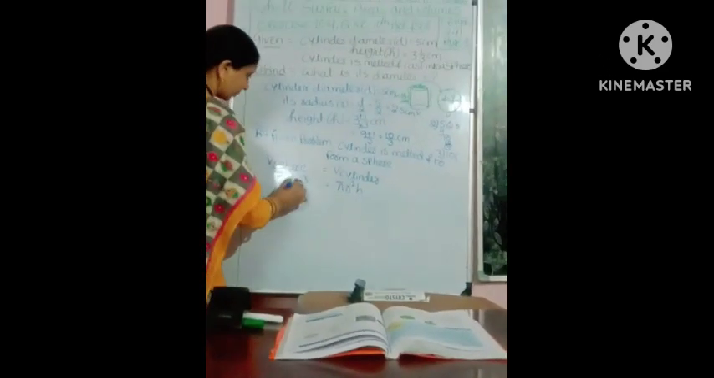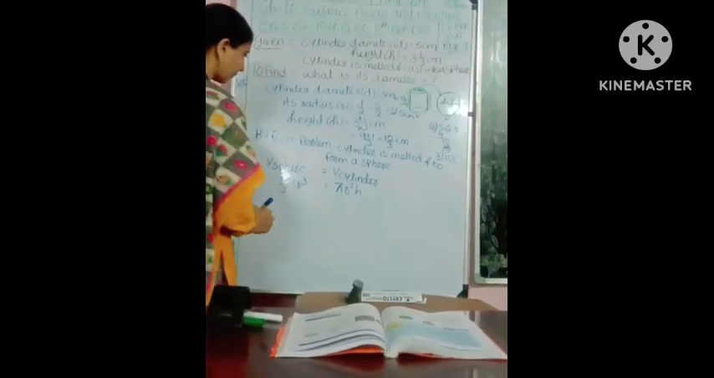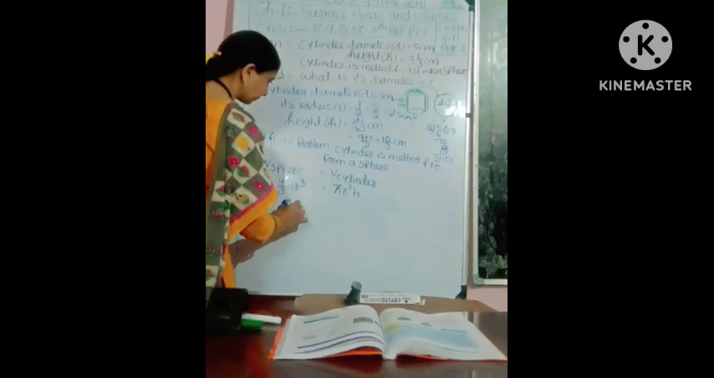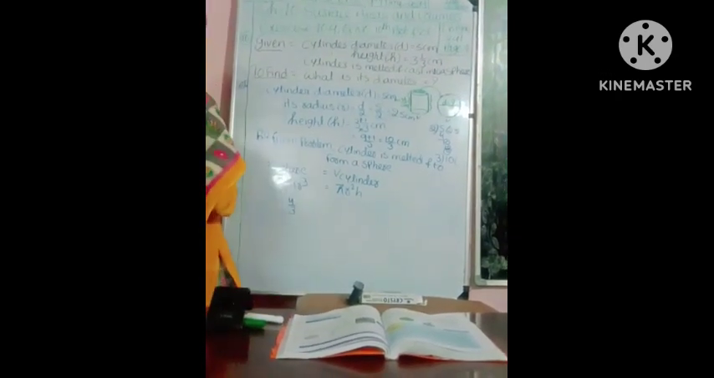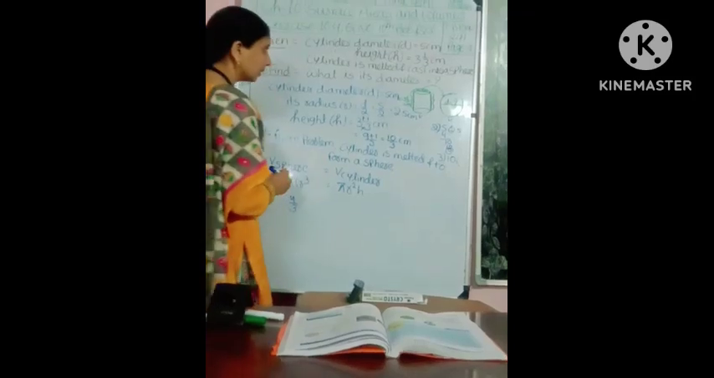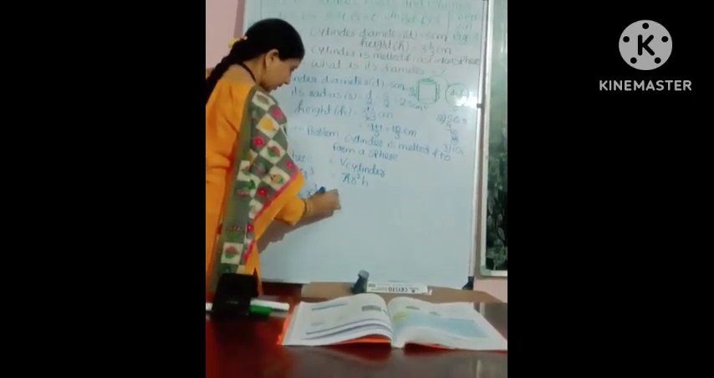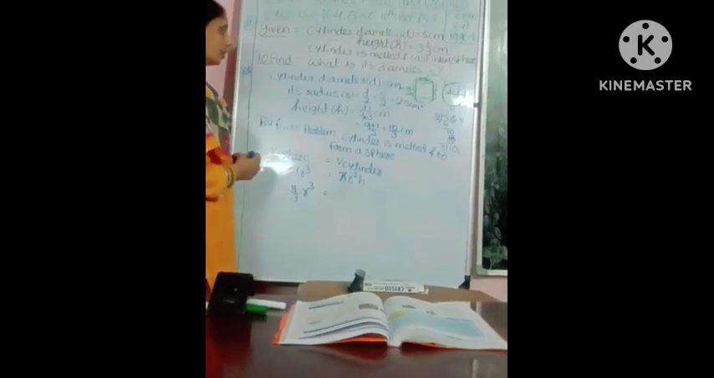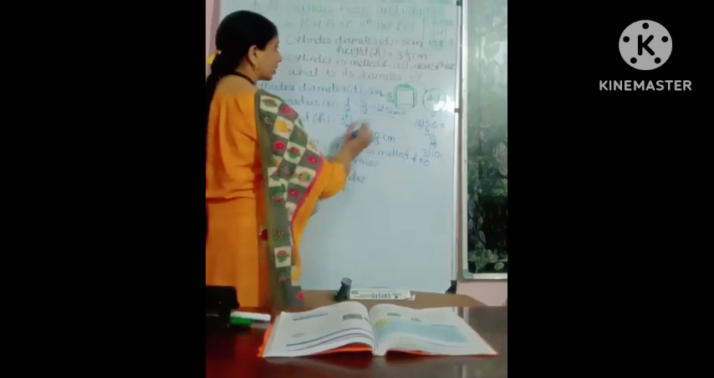So, on both sides, pi is cancelled. And next, 4 by 3 here is for the sphere, with radius r cube, as it is written. Next, r square is for the cylinder's radius. Do you know the cylinder radius? Yes, we know that. We got it here.